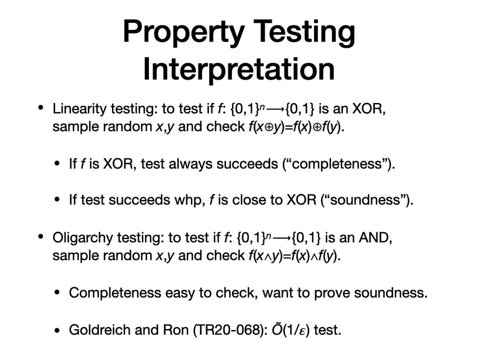Conversely, if the test succeeds with high probability, or rather with probability close to 1, let's say 99%, then, it turns out, f is close to an XOR. And this is known as soundness.